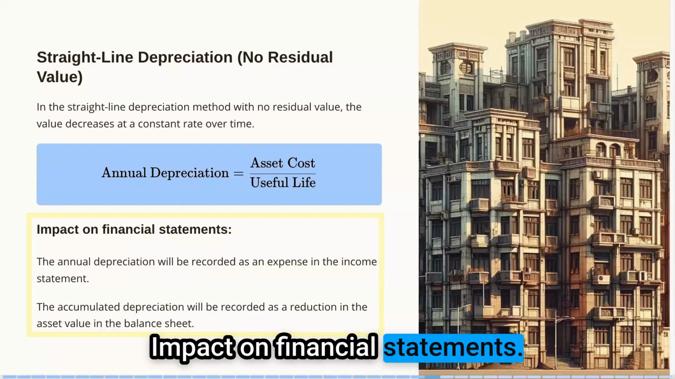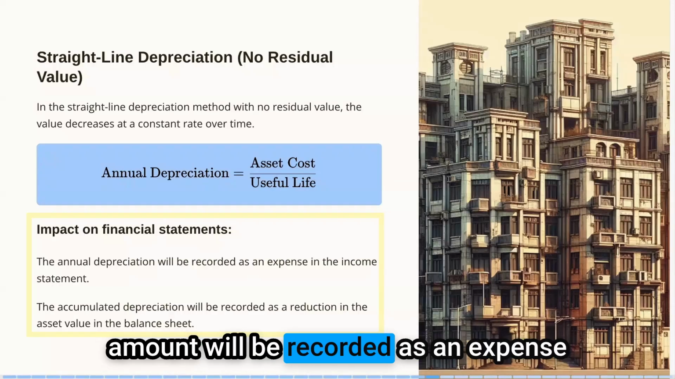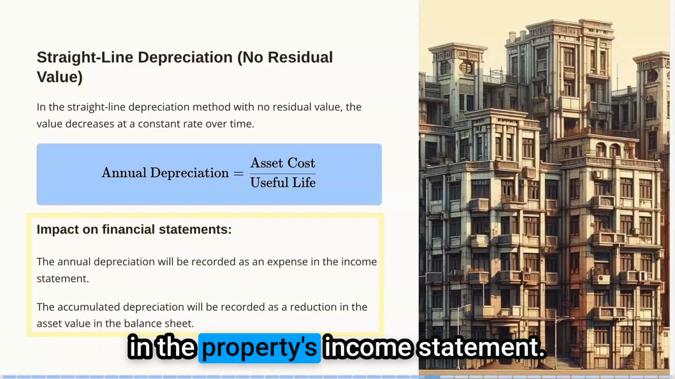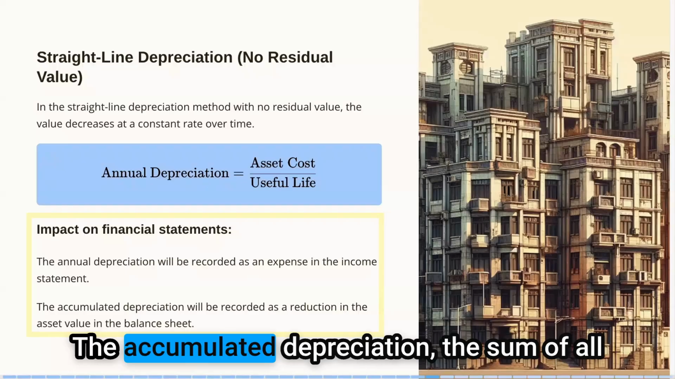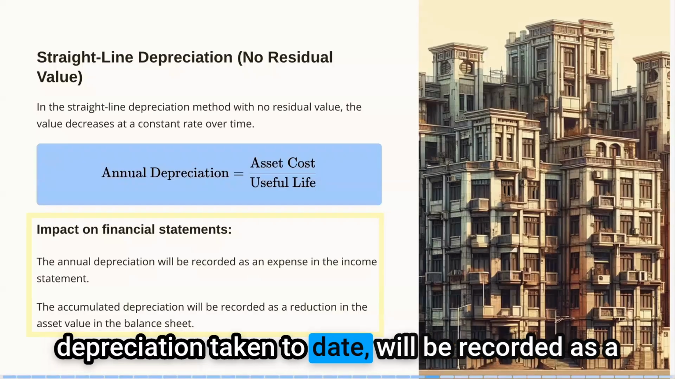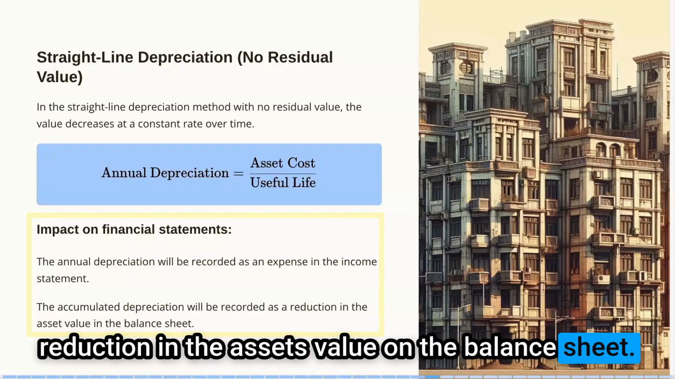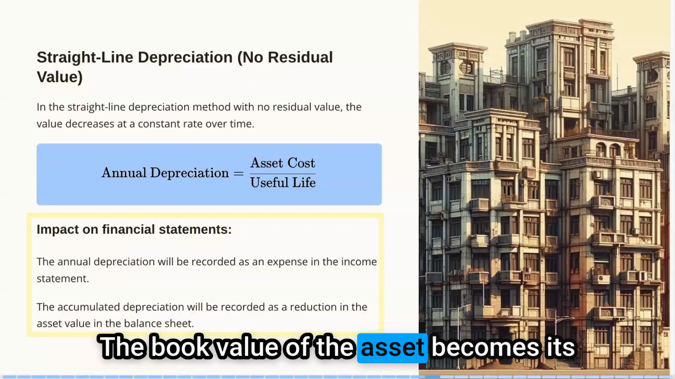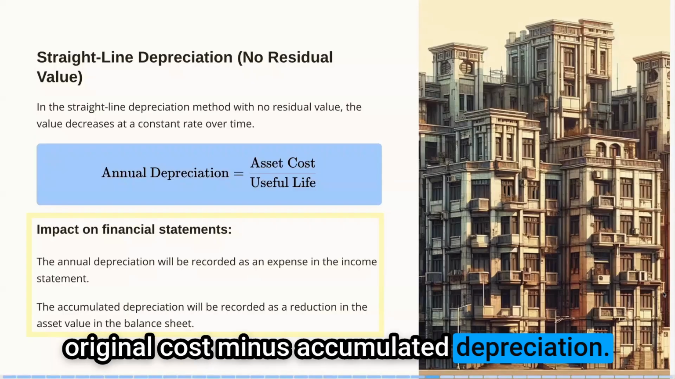Impact on financial statements. The calculated annual depreciation amount will be recorded as an expense in the property's income statement. This reduces your taxable income. The accumulated depreciation, the sum of all depreciation taken to date, will be recorded as a reduction in the asset's value on the balance sheet. The book value of the asset becomes its original cost minus accumulated depreciation.